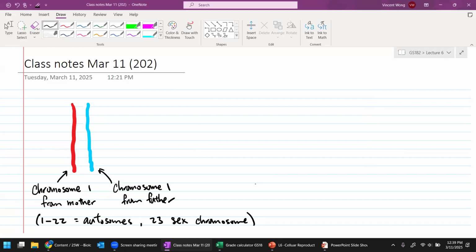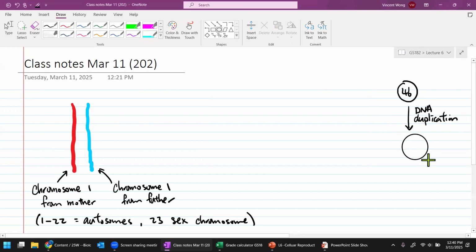Now, for simplicity, I'm not going to draw out all 23 pairs of chromosomes. Now, you start off with 46 chromosomes, and then you're going to have DNA duplication. And then you copy all the DNA, and we'll see how many chromosomes we have next. It's not what you think. So let's write down here DNA duplication. Replication means the same thing.